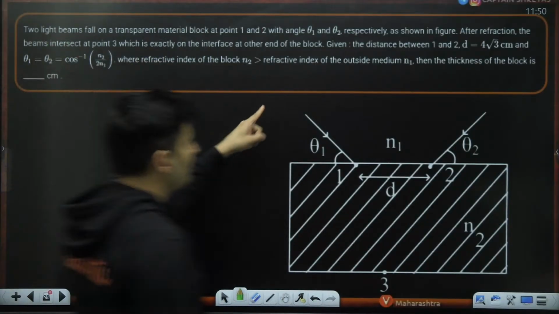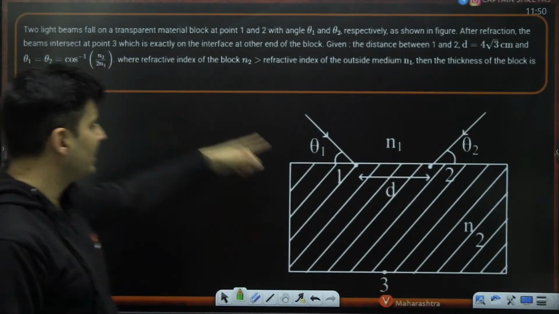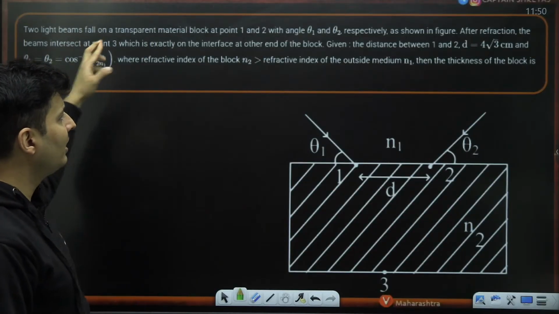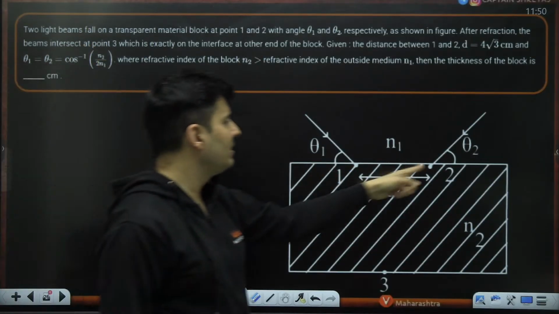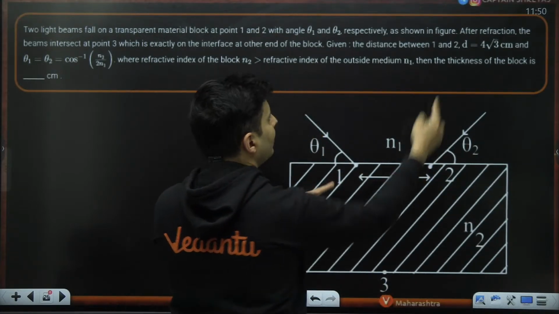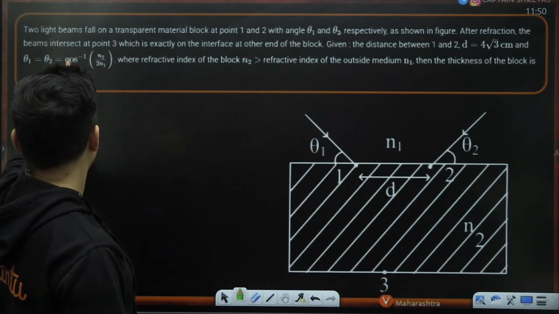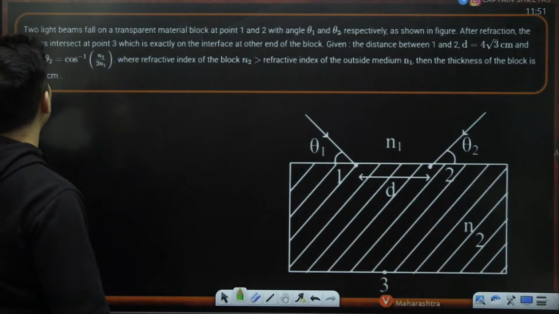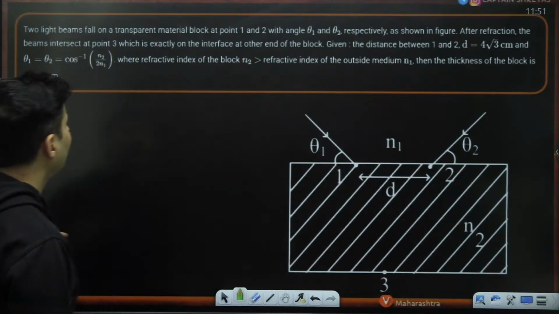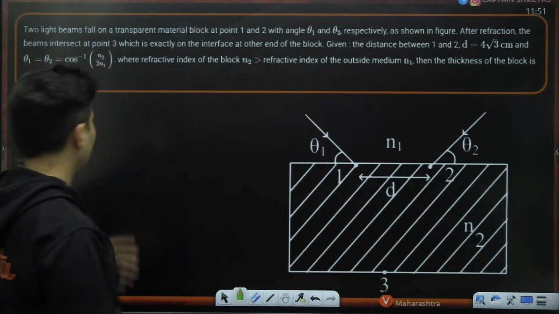So there are two light beams which are falling at theta1, theta2 with the surface. After refraction, the beams intersect at this point 3, exactly opposite at the midpoint. Given the distance between these 2 points, 1 and 2, where the light is falling on this slab is D, and D is 4 root 3. Theta 1, theta 2 are equal to N2 by N1, the refractive indices, where the refractive index of the block is more than the outside medium. The thickness of the block is how much?